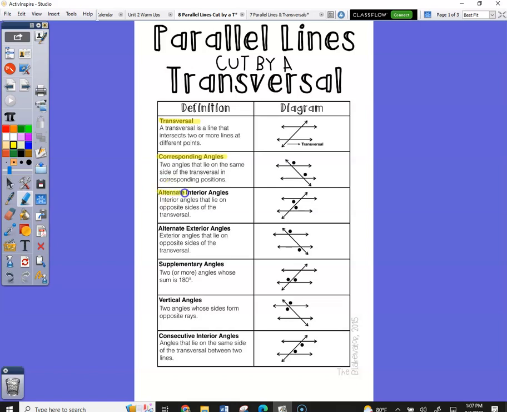Corresponding angles, alternate interior, alternate exterior, and consecutive interior. Notice the two I did not highlight. You already know them. Let's go to those first.